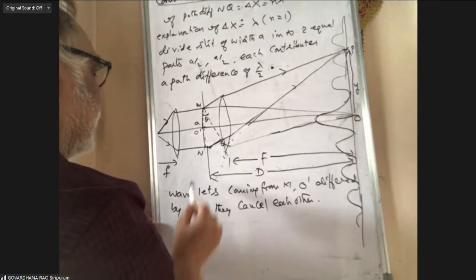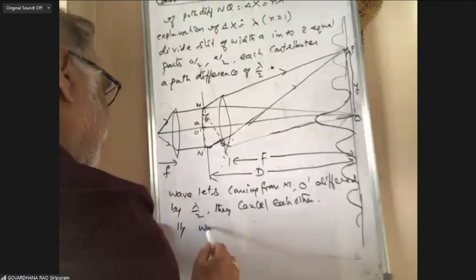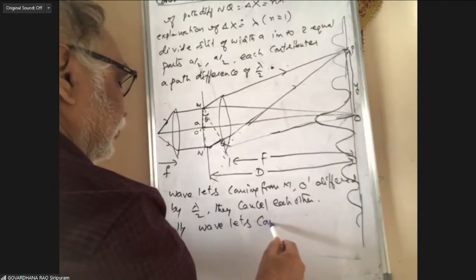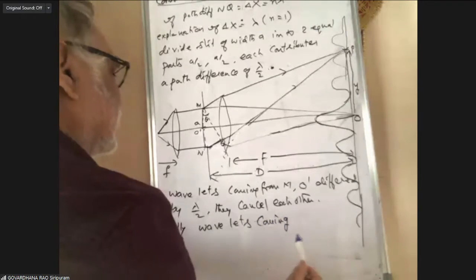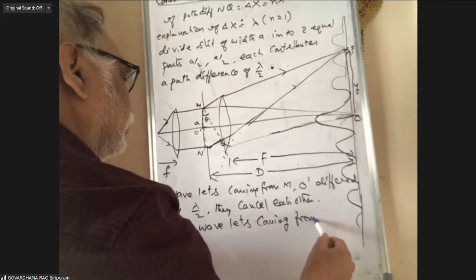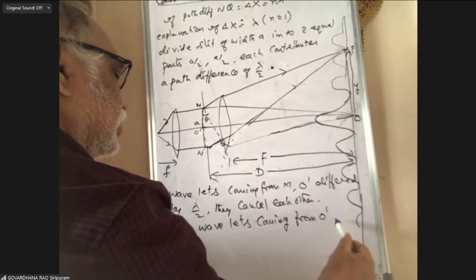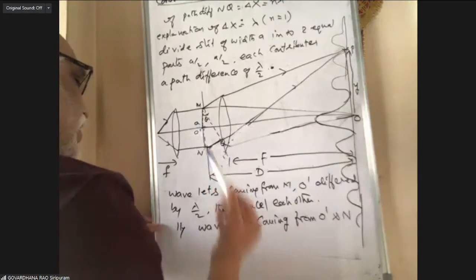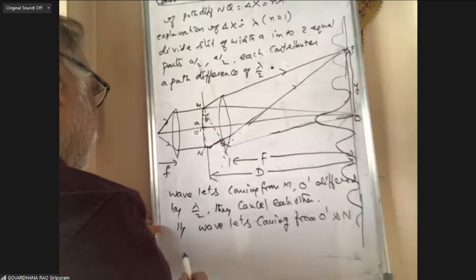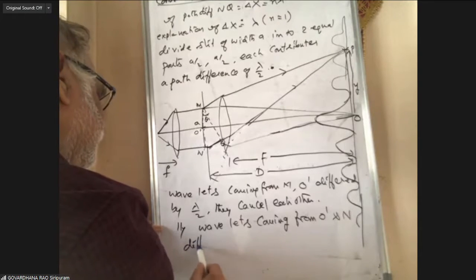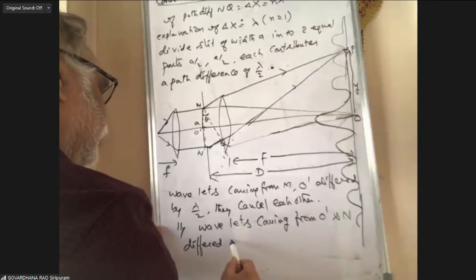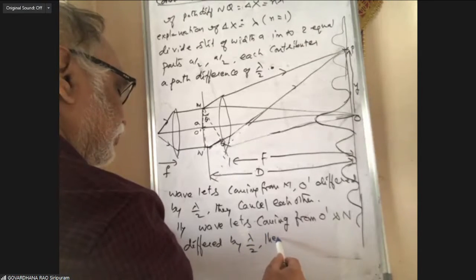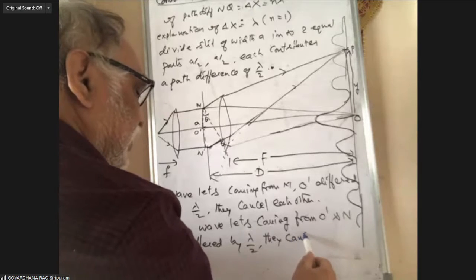Similarly, okay, wavelets coming from O dash and N, O dash and N, differ by lambda by 2. They cancel each other.